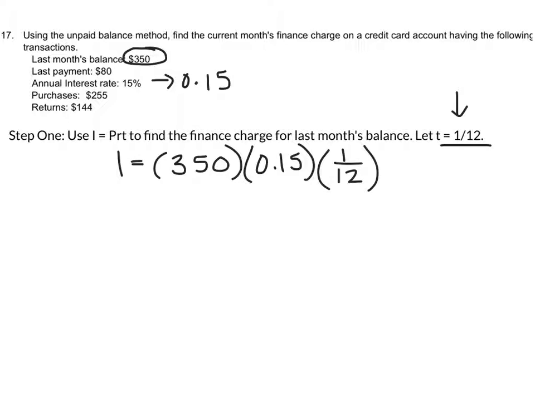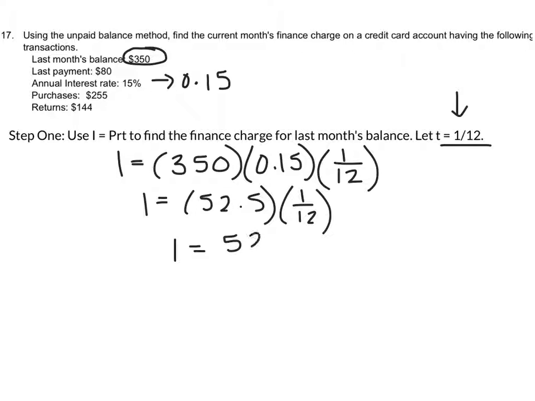And keep it as a fraction. Don't convert 1/12 to a decimal because you might have rounding error at the end of your answer. Now we'll just multiply 350 times 0.15 and we get 52.5. Next, we're going to multiply that by 1/12. Now, multiplying by 1/12 is the same as dividing by 12.